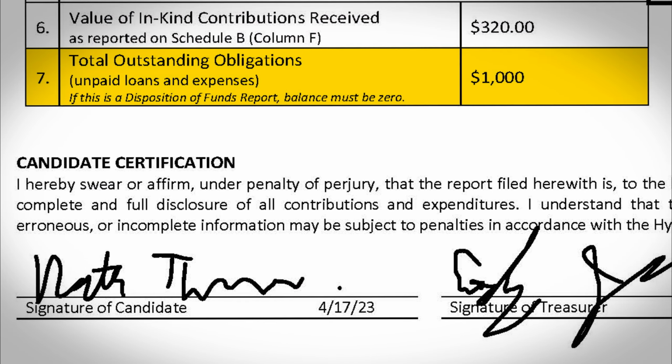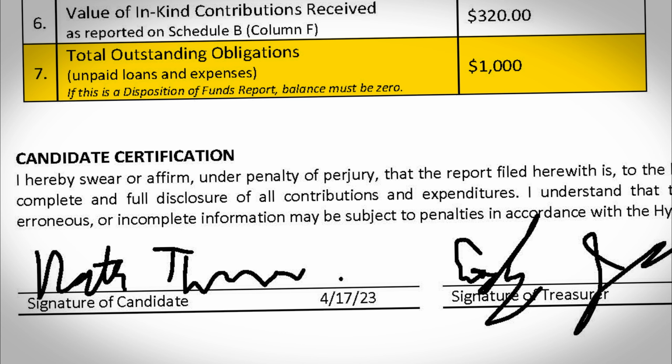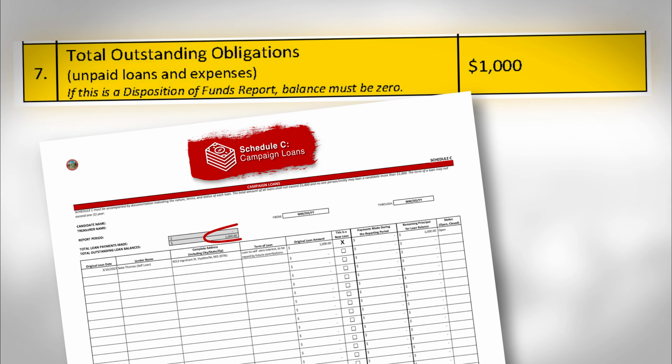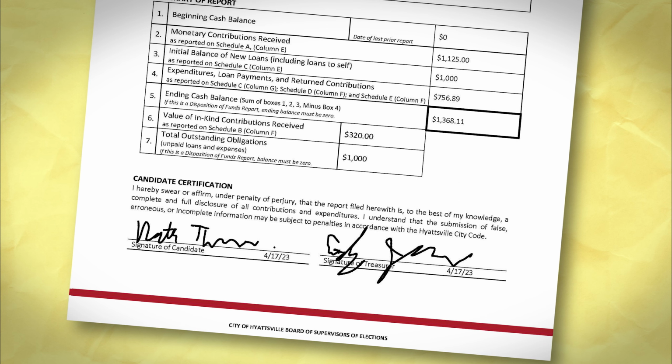Finally, line 7 shows a candidate's total outstanding obligations. The $1,000 shown here comes from our unpaid loans from Schedule C. At the end of the cover page, there's a place for both you and your treasurer to sign. Please make sure you sign and date.